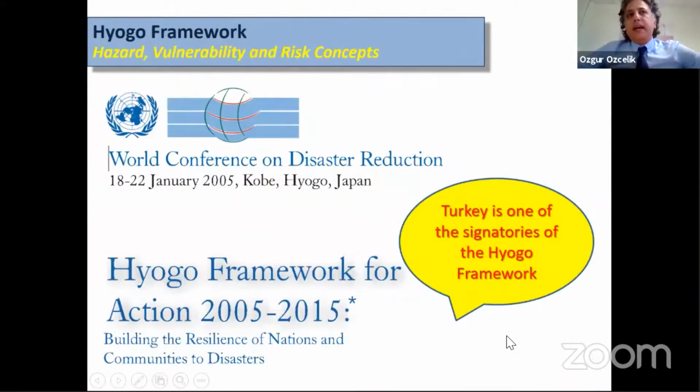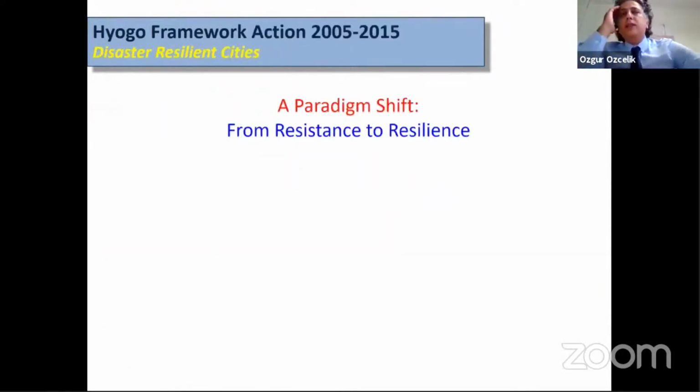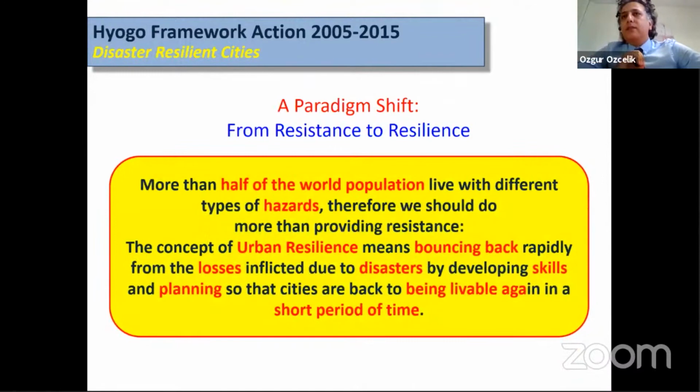So what has been done in the world? Some of those you can trace back to the Hyogo framework, which was a conference, the World Conference on Disaster Reduction. And there, a framework was set in motion. And Turkey was one of the signatories of the Hyogo framework. The reason I'm mentioning this is because a paradigm shift happened. And the paradigm shift was from resistance to resilience. And why resilience is important, I will try to summarize that.